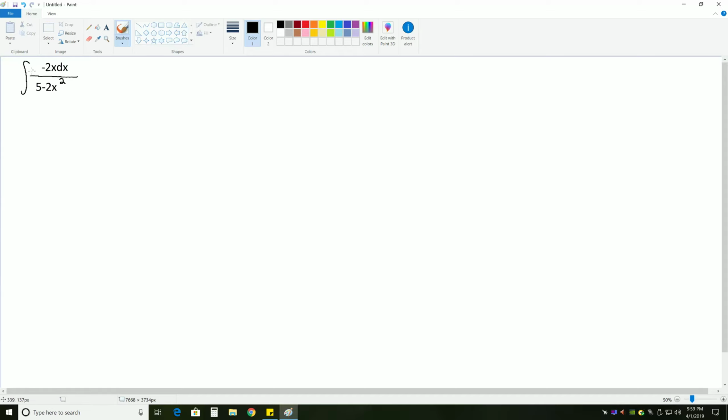When we look at this, we want to look at the most complicated function within the integral. Typically, whenever you have a fraction, the denominator is going to be the function you want to use for u. The entire fraction is considered the most complicated function, and then the denominator is the u value you're substituting. So we're going to let u equal 5 minus 2x squared.